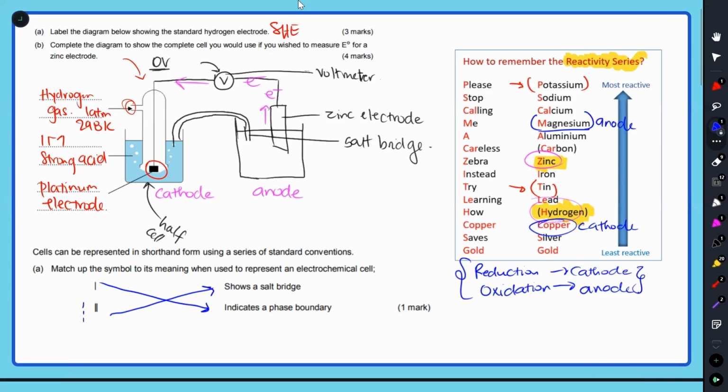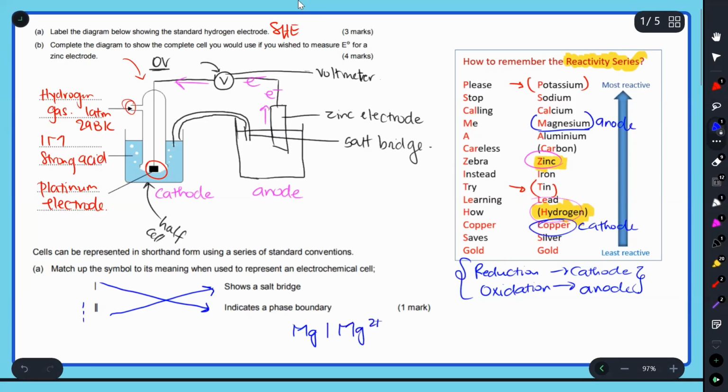So the phase boundary shows you what is being oxidized and which is being reduced. So if we have magnesium and copper, we'll place what's oxidized on the left and what is reduced on the right. So first, our anode is magnesium. So you'll have Mg, then separate that and put Mg2+.